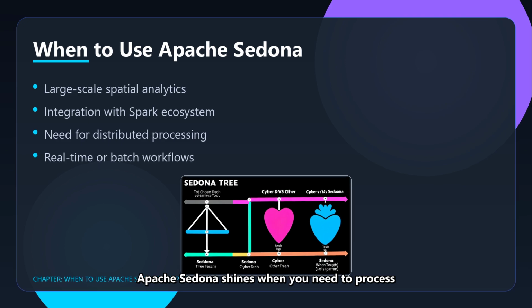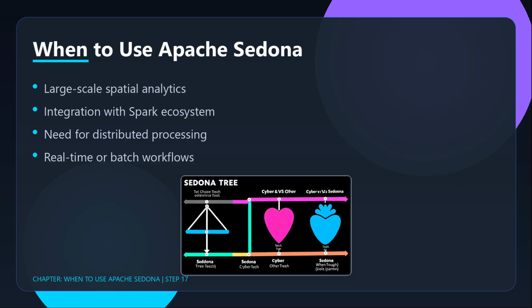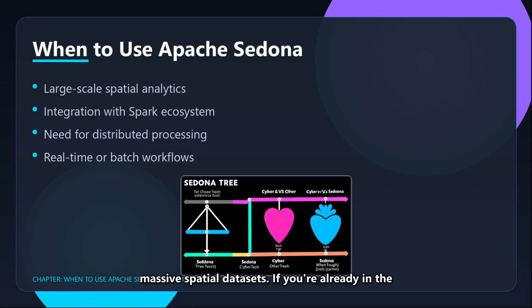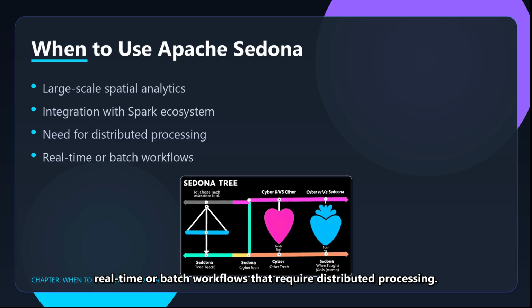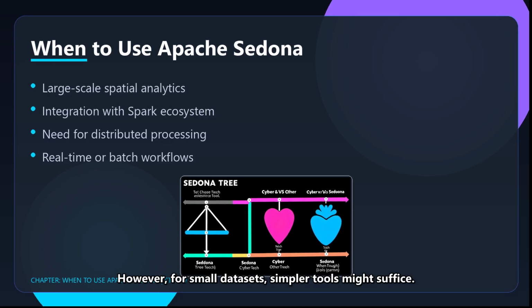Apache Sedona shines when you need to process massive spatial datasets. If you're already in the Spark ecosystem, Sedona integrates seamlessly. It's ideal for real-time or batch workflows that require distributed processing. However, for small datasets, simpler tools might suffice.